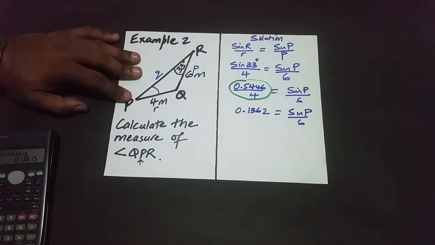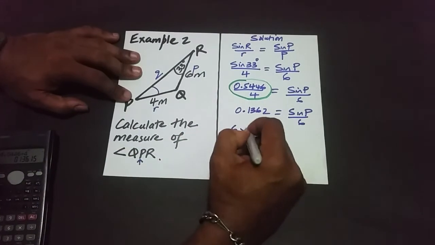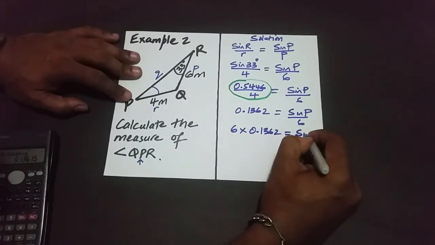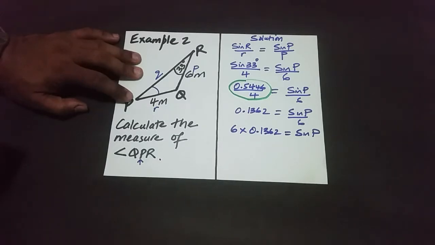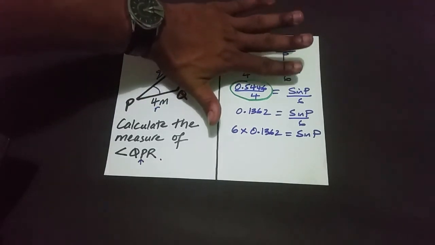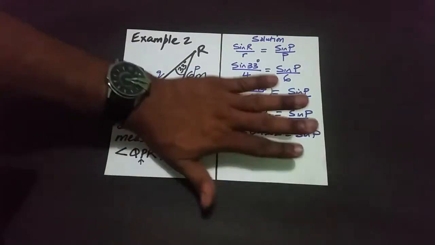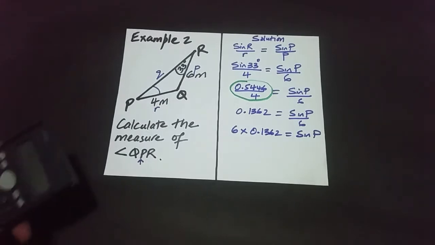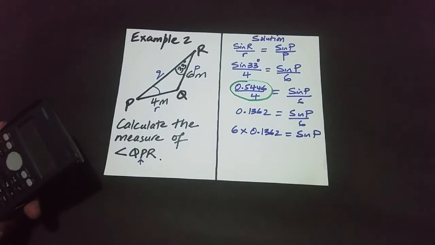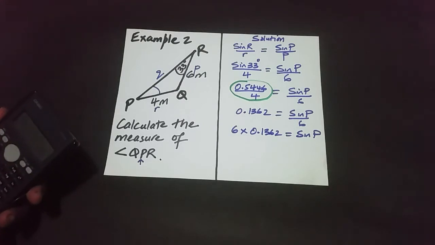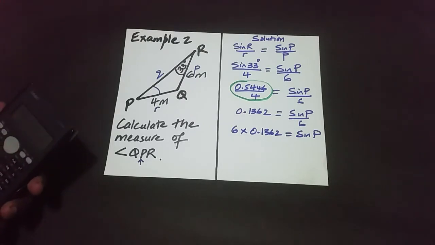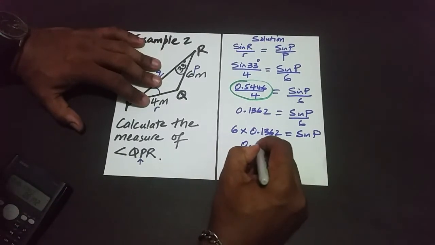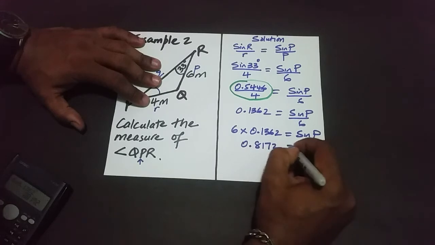Now always cross multiply by the denominator. So it's going to be 6 times 0.1362 equals sine P. I'm going to ask you, when you're working out, to put enough space between each step. I don't have the luxury of space, which is why I'm clustering it up, but make sure you put ample space between your steps. So 6 times 0.1362 is going to give us 0.8172. So 0.8172 is equal to sine P.